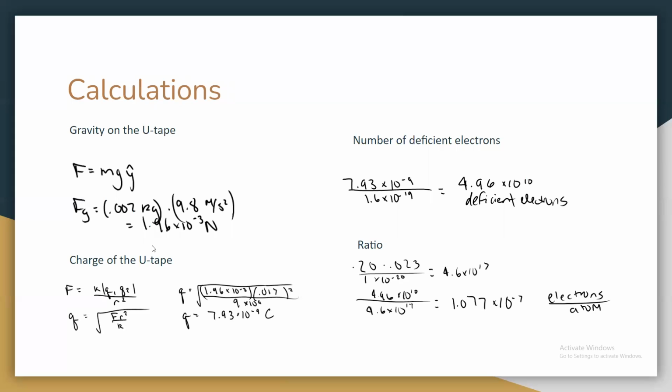Finally, here are some calculations using the figures from the previous slide. I calculate the force of gravity on the tape using the tape's mass and the gravitational acceleration constant. I then use the electric force equation to calculate the charge of the tape. This helped me find Q, which I then use to find the number of deficient electrons. I did this by dividing Q by the charge of an electron. Finally I calculated the ratio of atoms that release electrons.